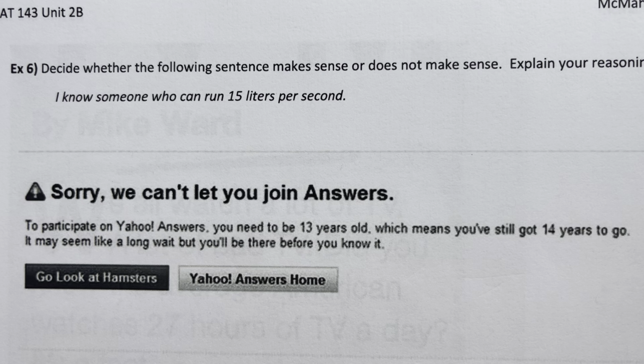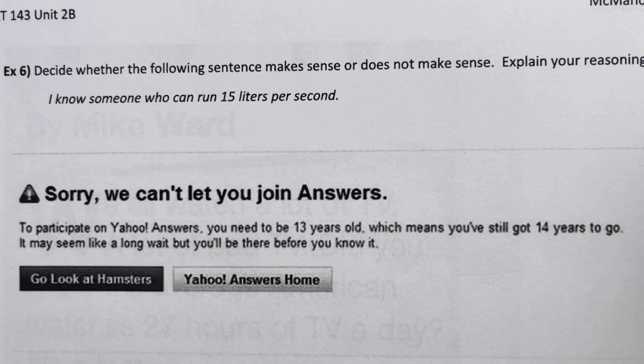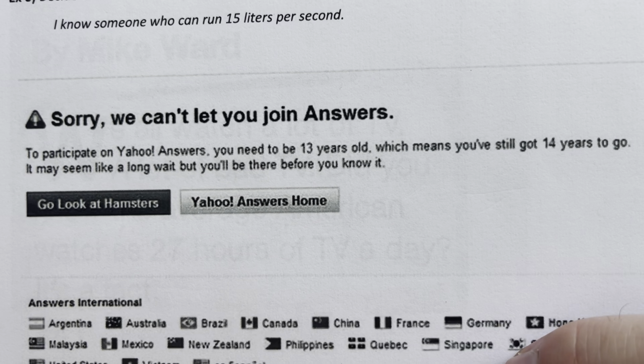Does it make sense or doesn't it make sense? Someone can run 15 liters per second. Well, liters is a volume, and we run in lengths or distance, so this does not make sense. You could drink 15 liters per second theoretically. The swimming pool could fill at 15 liters per second, but you cannot run at 15 liters per second. So here are some other ones that don't make sense.